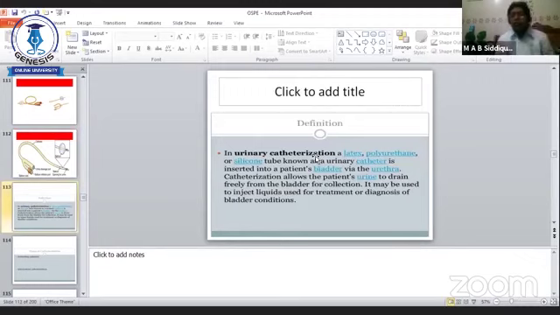So, what is urinary catheterization? The urinary catheter is made of latex, polyurethane, or silicone.